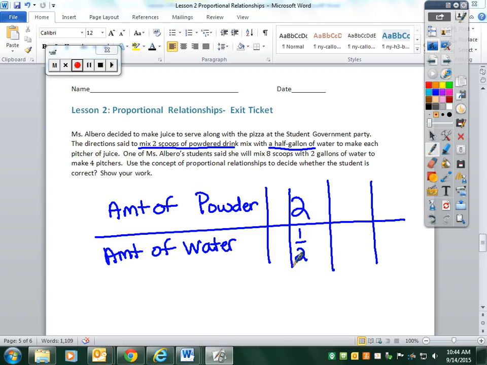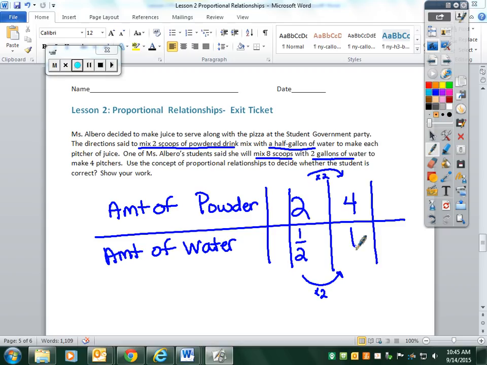So, as we go through this, our student said they're going to have 8 scoops with 2 gallons of water. So my goal is to get up to the 8 scoops and see how much water I need for that situation. Well, one thing I could do right here is to start with my 2, and to jump over to this column, we could maybe double it. So if I multiply by 2 here, I end up with 4. That means I would multiply by 2 here as well, and 1/2 times 2 gives me 1 whole. So 4 scoops of powder for 1 gallon of water.